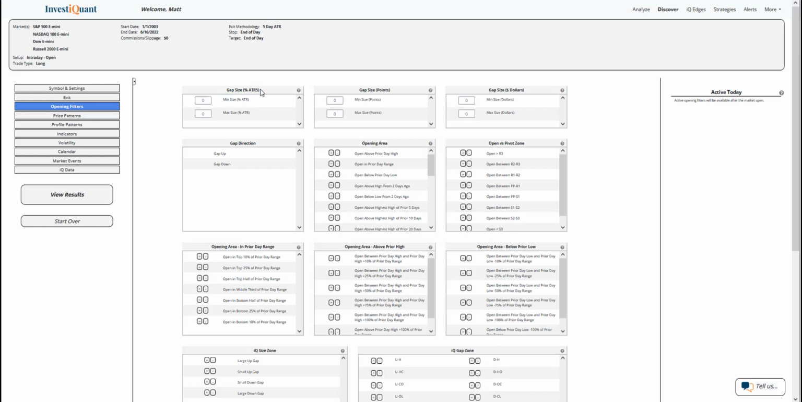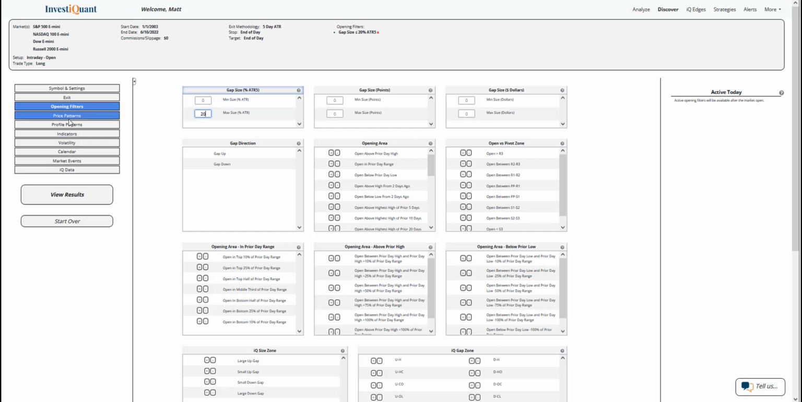So what I'm going to use is this gap size as a percentage of the 5-day ATR. And I'm going to say that the gap is less than 20% of the 5-day ATR. So for the S&P today, that's going to equate to about 15 points in either direction, up or down.